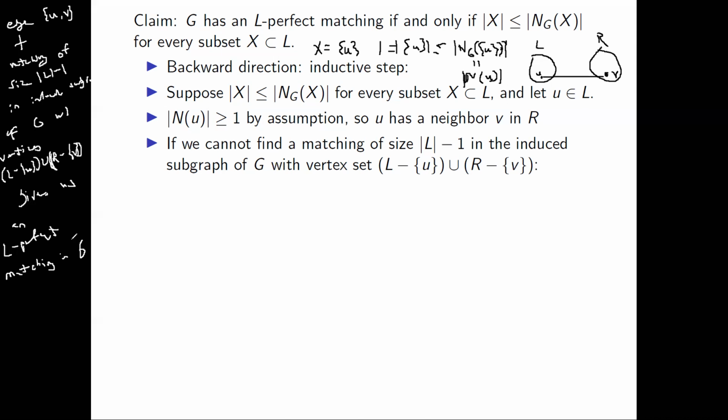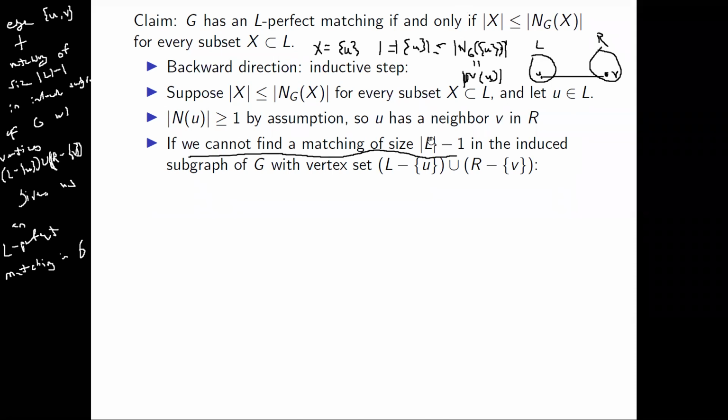So we can assume for the rest of the proof that we cannot do that. So we cannot find a matching of size cardinality of L minus 1 in that induced subgraph of G for which the vertex set is L minus U union R minus V. And using that assumption, we'll still show that we can find an L perfect matching in the end, but it's not going to be as easy as just combining the edge UV with the matching of size cardinality of L minus 1.